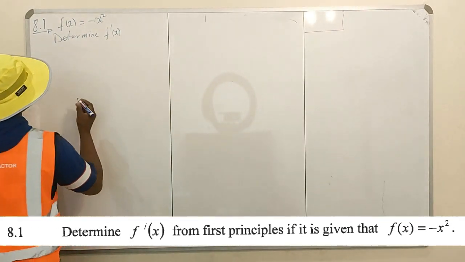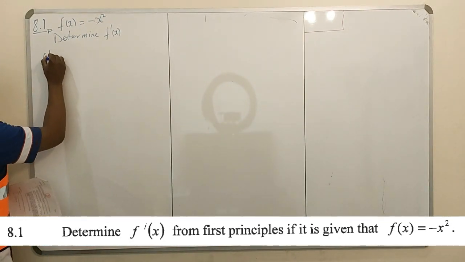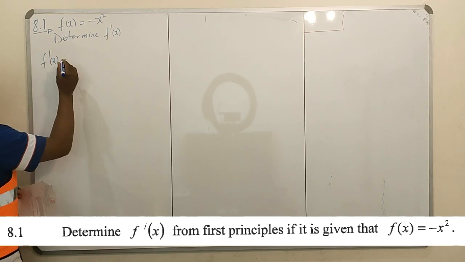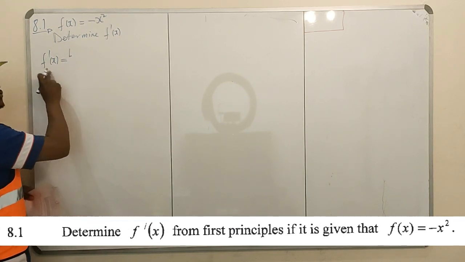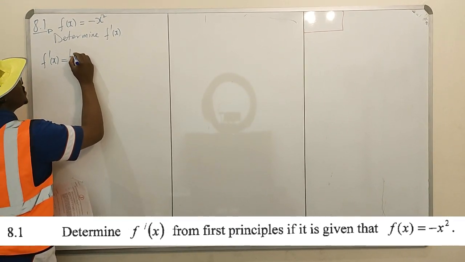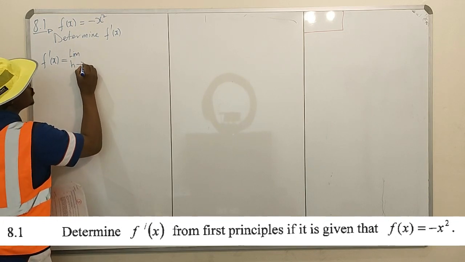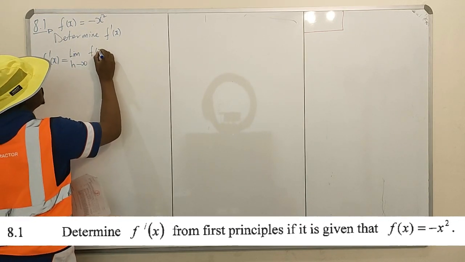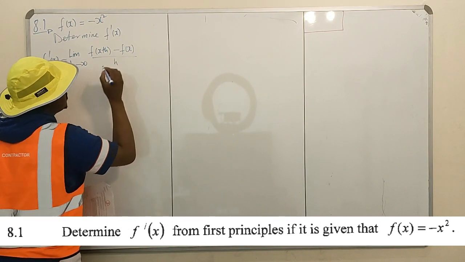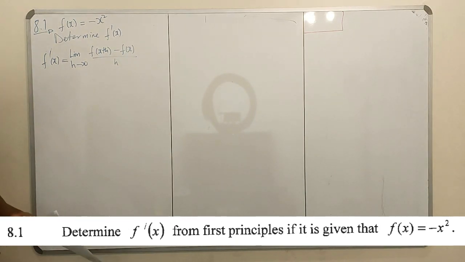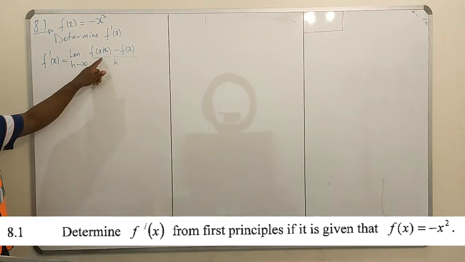So you know that the derivative of our function f is obtained by taking the limit as h goes to 0 of f at x plus h minus f of x, all over h. Take the limit of this thing here.